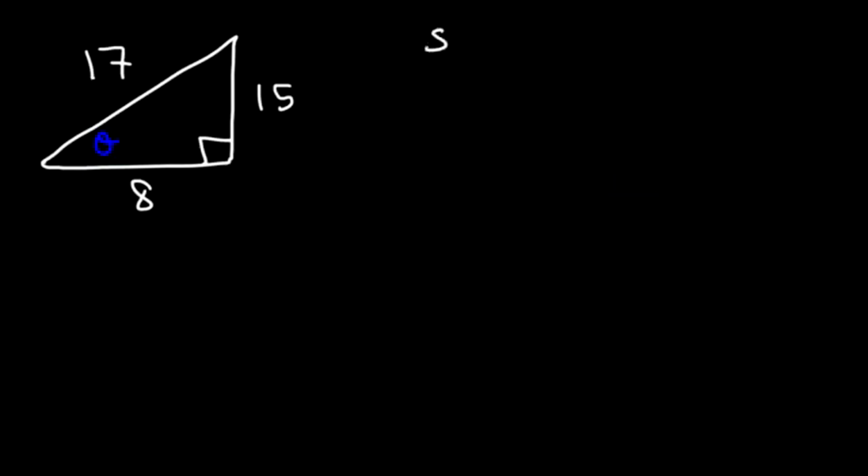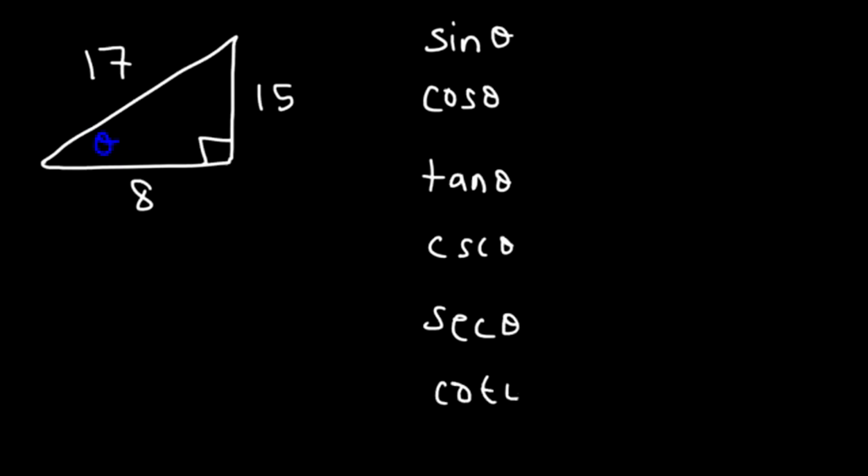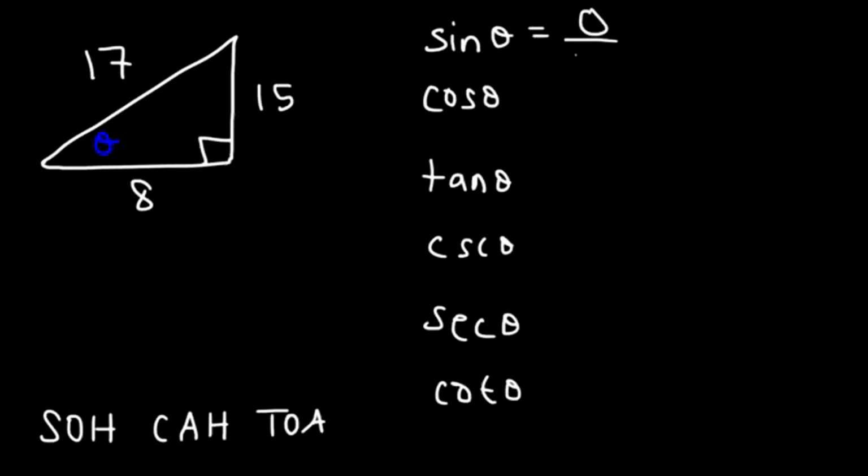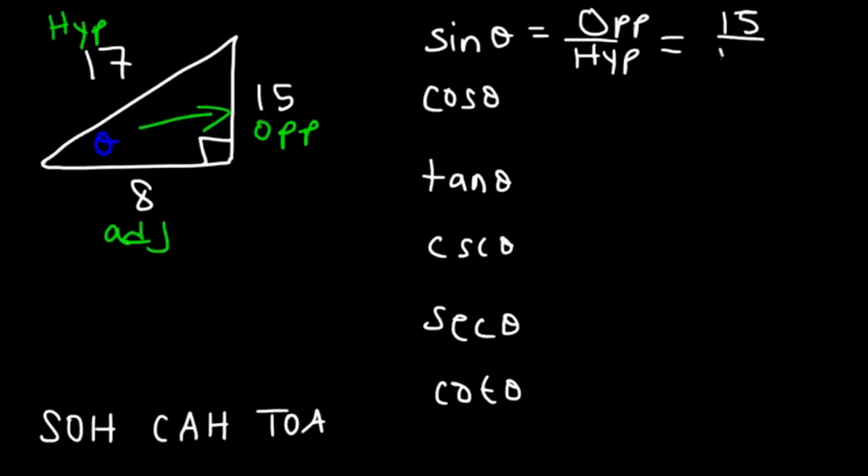So now, go ahead and find the value of sine theta, cosine theta, tangent theta, and then cosecant theta, secant theta, and cotangent theta. So using SOHCAHTOA, we know that sine is equal to the opposite side divided by the hypotenuse. So let's label all the three sides. 17 is the hypotenuse, 8 is the adjacent side, and opposite to theta is 15. So opposite over hypotenuse, this is going to be 15 divided by 17.